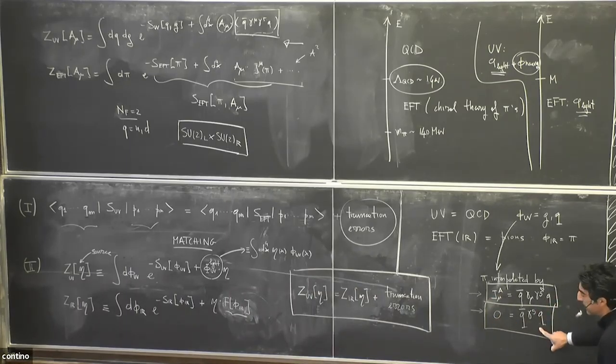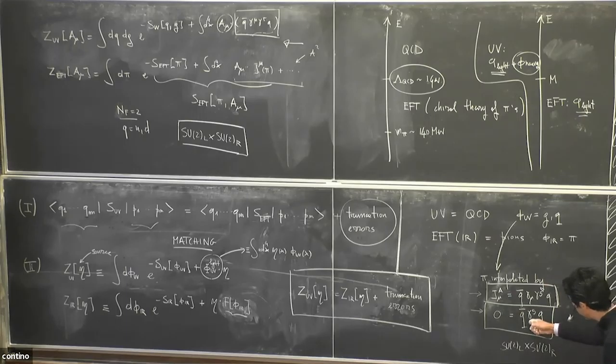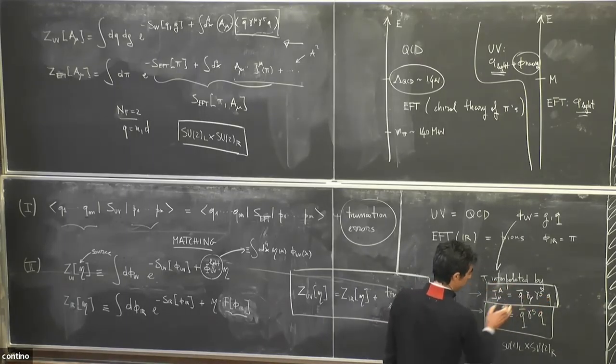Now, this operator can be either a current or a density, a pseudo-density. So even the quantum numbers under Lorentz can be different. But this is actually a special situation. Let's forget about Lorentz, I don't want to mess it up with Lorentz. But the quantum numbers, for example, under the SU(2) left cross SU(2) right global symmetry will be the same. For example, even parity here will have to be the same behavior of these two operators.